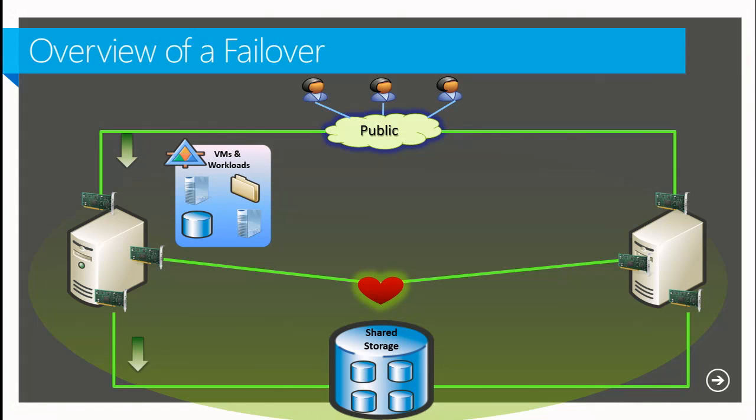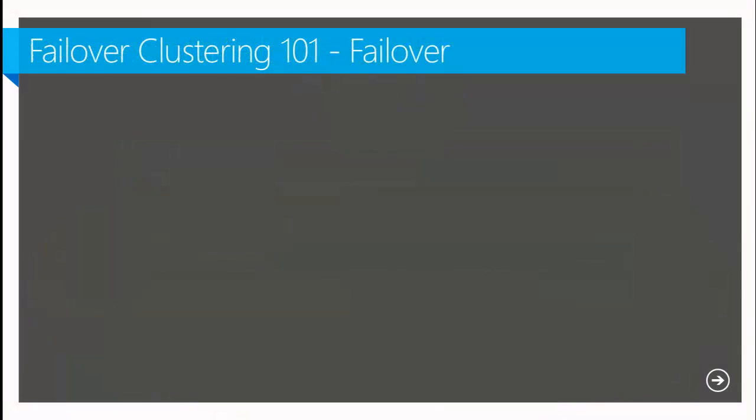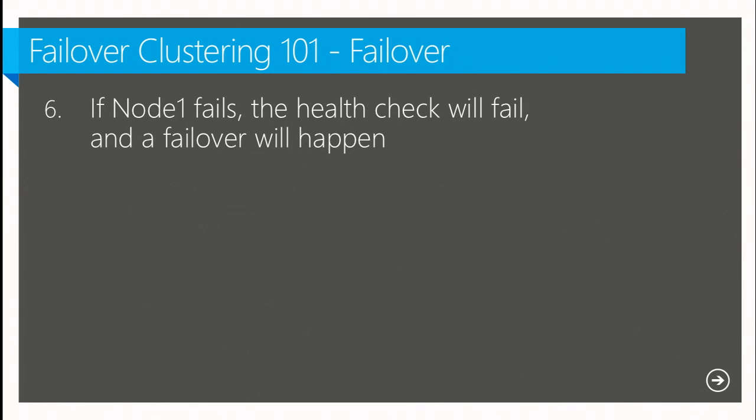Here I have a two-node cluster. One of the nodes is running my workloads. So this is just a basic setup of a cluster. But let's actually figure out what happens when we have a failover. Now, with a failover, let's say node 1 fails. We're going to have a failover.